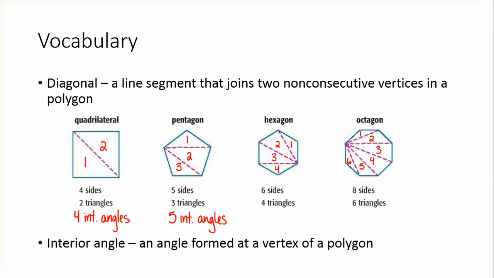Because if we go back and look, remember that triangles are 180 degrees. So if we were to add up the angle measures here, we have two triangles. So it'd be 2 times 180. That gives us the 360. We know that a quadrilateral is 360 degrees. So it's 2 less than the number of sides. It has 4 sides, but we can only make 2 triangles. The pentagon, notice, is 5 sides with 3 triangles. So again, it's 2 less.